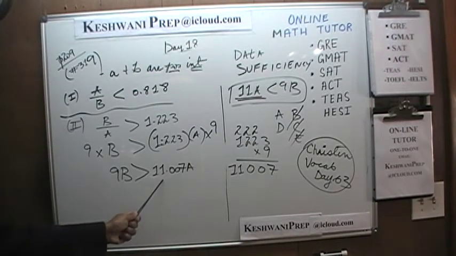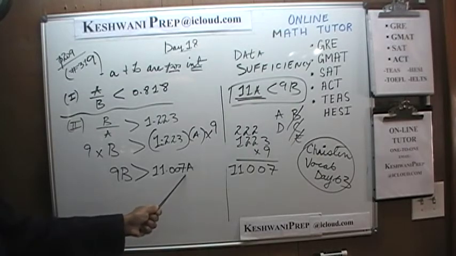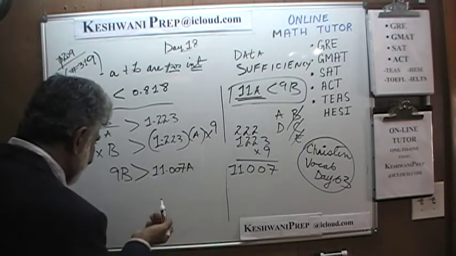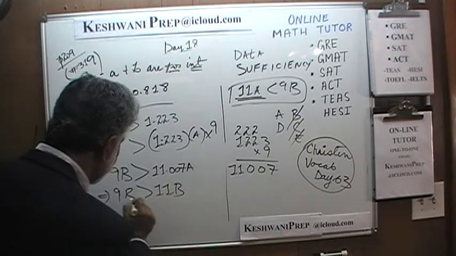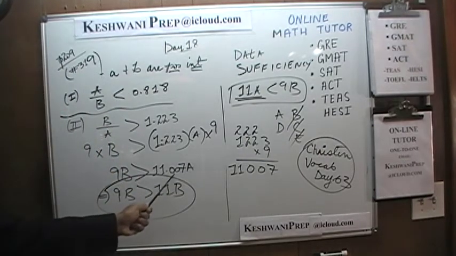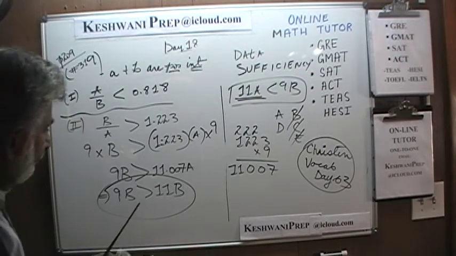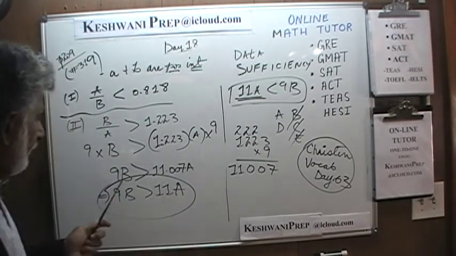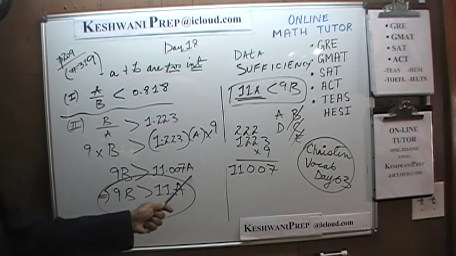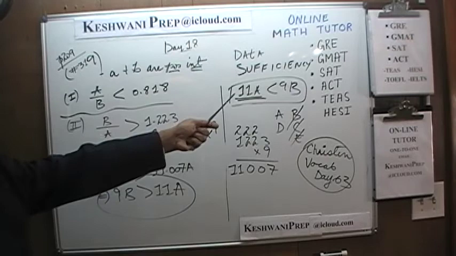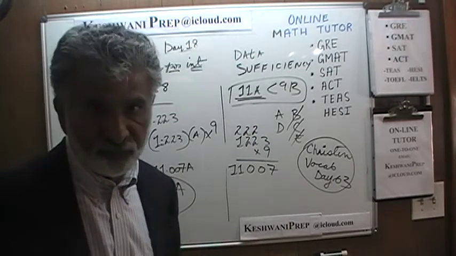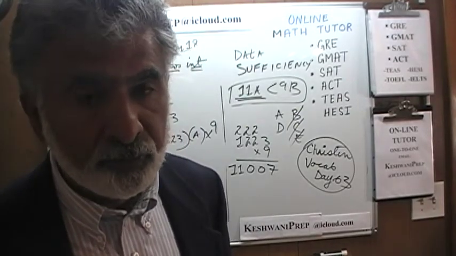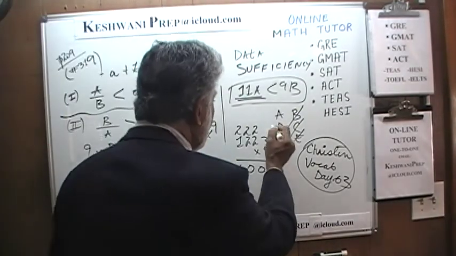If 9B is greater than 11.007A, that implies that 9 times B must be greater than 11A. Rather, I meant A. If it's greater than 11.007A, then it must be greater than 11A. And there we go, we are able to answer the question. 9 times B is in fact greater than 11A. Again, the answer is yes, which means the second statement by itself is also sufficient. Second statement by itself is also quite sufficient for us to be able to give the answer. And therefore, the correct answer is D.